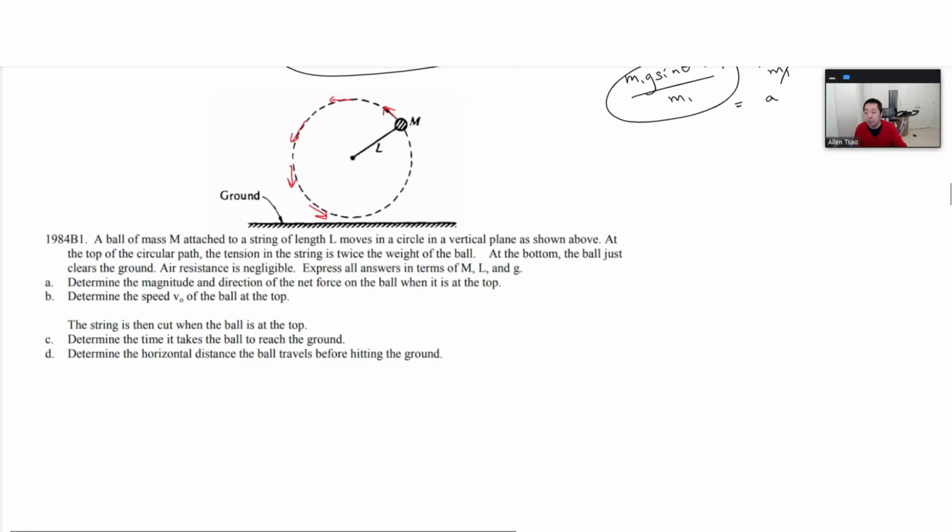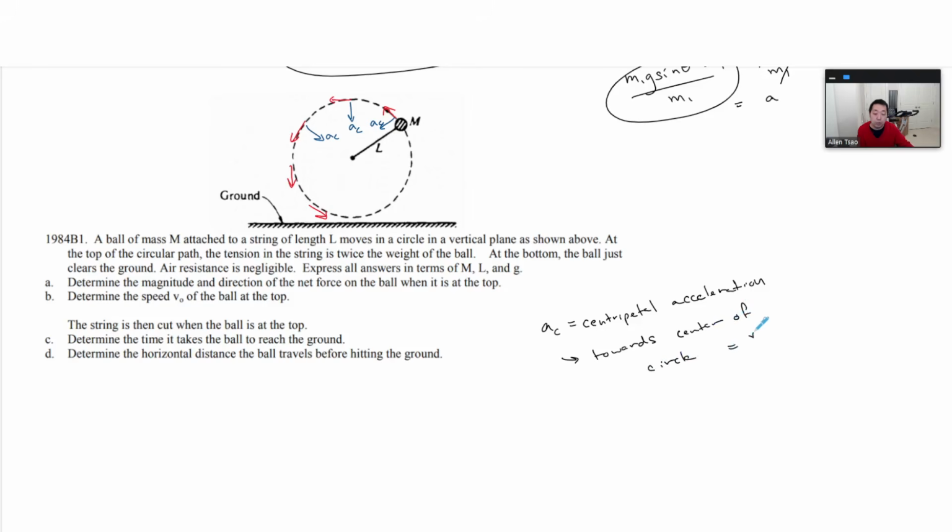So when it's moving in a circle, the centripetal acceleration moves towards the center of the circle. So a_c is a new concept. That's the only new concept in circular motion, centripetal acceleration. It's pointing towards the center of the circle, and it's equal to v squared over r. Okay, I'm not going to derive that for you. That's just something you know as a fact, okay?